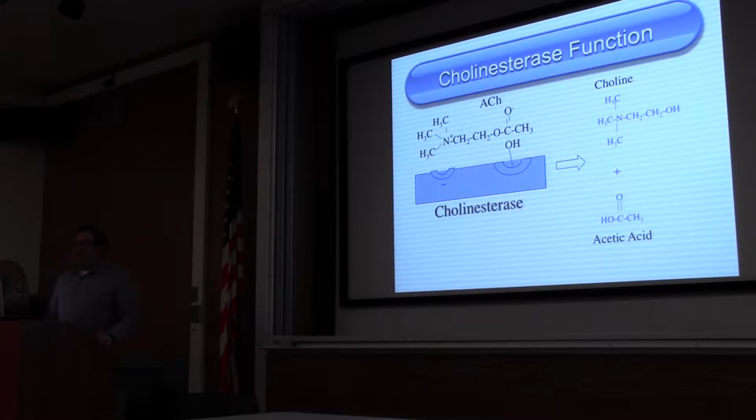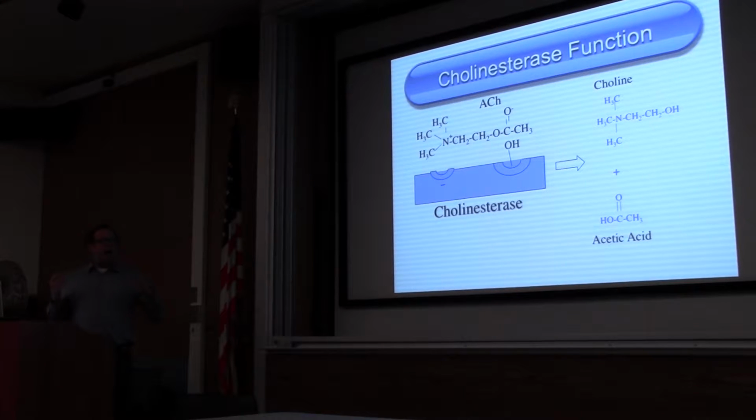In that synapse lives an enzyme called cholinesterase, and this is actually the most active enzyme in the body. It has to be when you remember that acetylcholine is the neurotransmitter at your neuromuscular junction. When you think about a movement that has to be able to start and stop instantly, that happens because you're able to instantly break down any acetylcholine that gets released. So cholinesterase has two active sites.